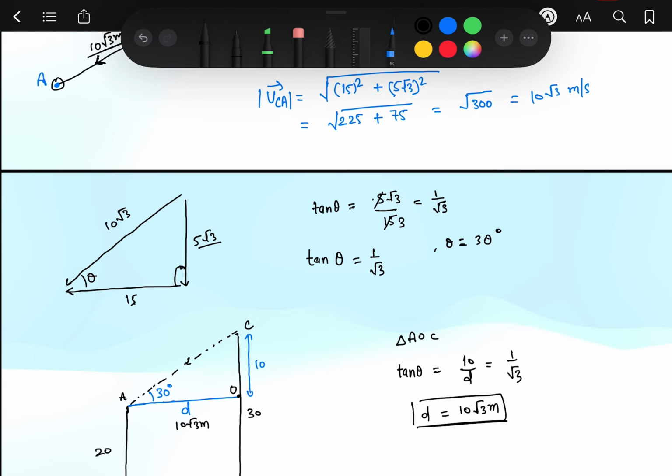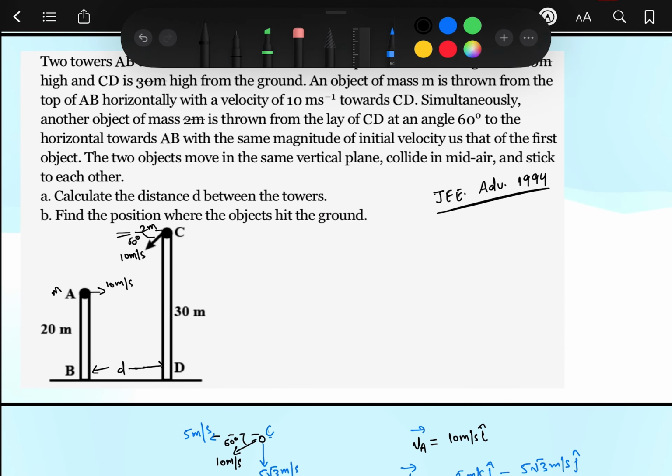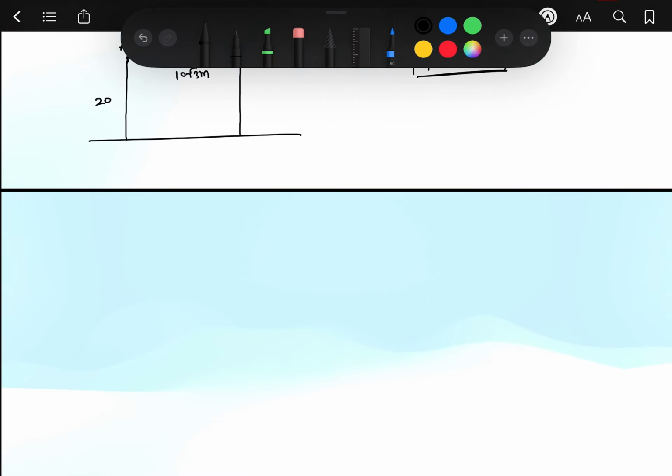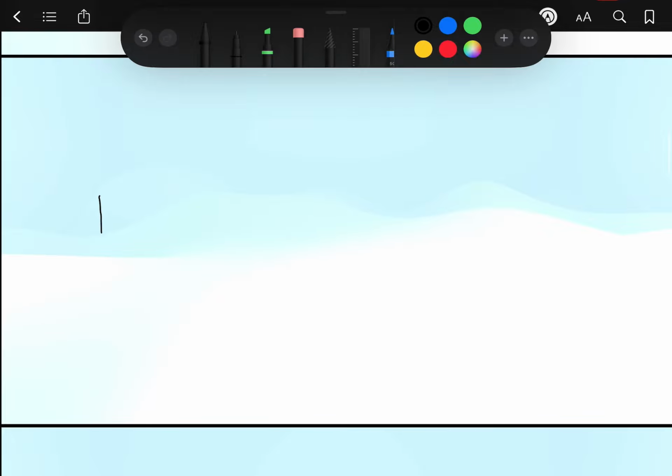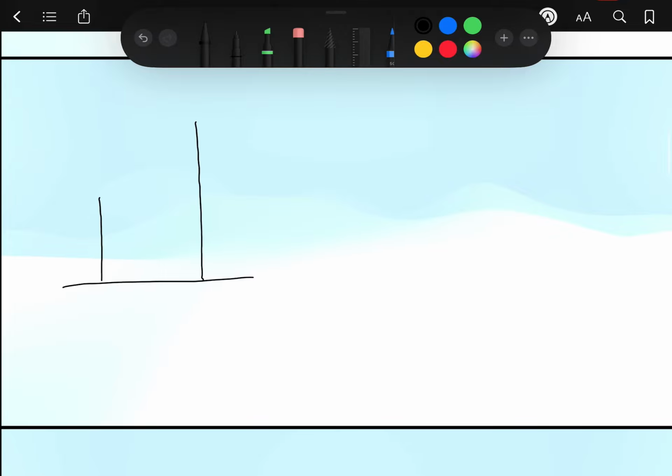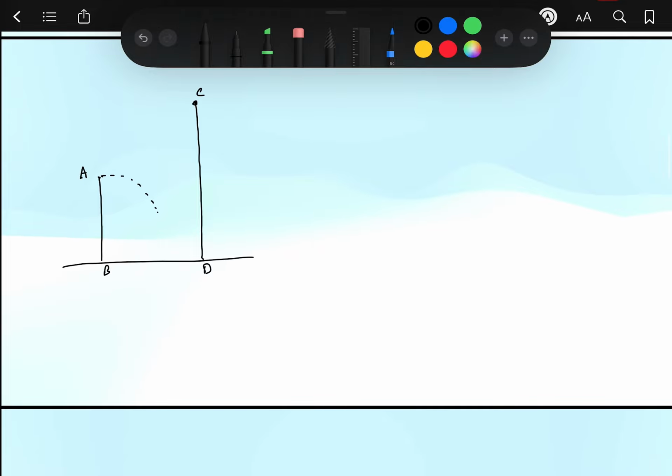Now coming to the second part, we have to find the position where the objects hit the ground. So let me draw the diagram here. This is our tower A, this is our ground, this is our tower B, and this is the point A, this is the point C, this is B, this is D. Let us suppose initially this particle is coming like this, and this particle is coming like this in the ground frame of reference, and they are meeting at this point. Let us suppose this point is O.